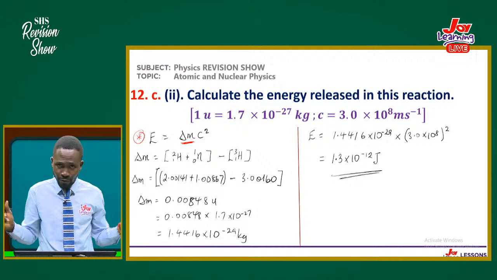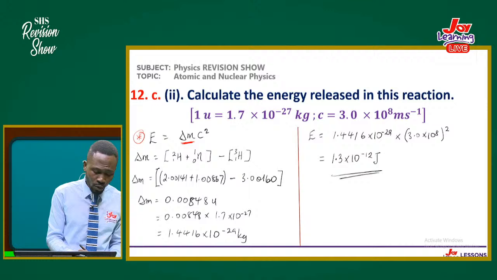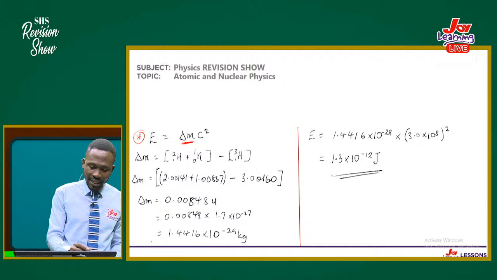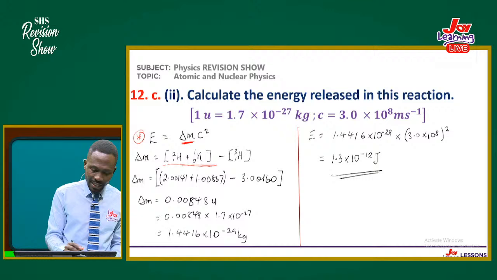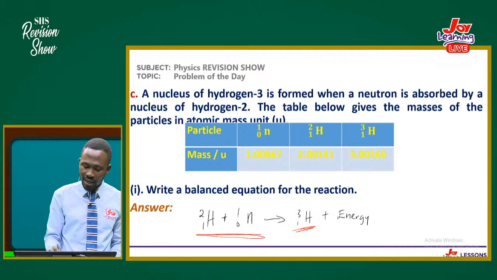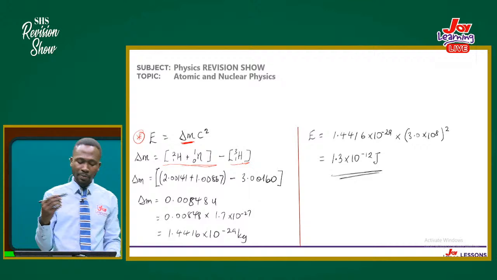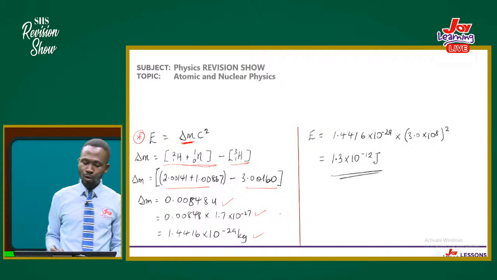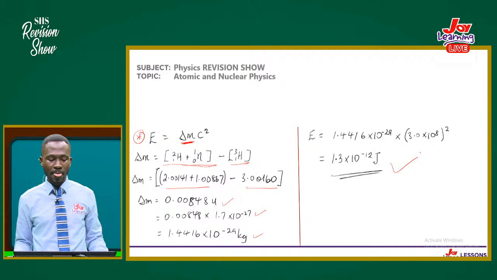And he did just that. From the equation we wrote here, these are our reactants, so hydrogen 2 and neutron. And then you have to find their mass, hydrogen 2 and a neutron. Then this is hydrogen 3. This is the product formed. So you find its mass too. They're giving us the values in the table. So you put the values, you add this to that and minus that, and that gives us the mass defect in atomic mass units, and you multiply to get it in kilograms. Then you just put it in the formula, change in mass times c squared, and perfecto. So thank you, Joseph.